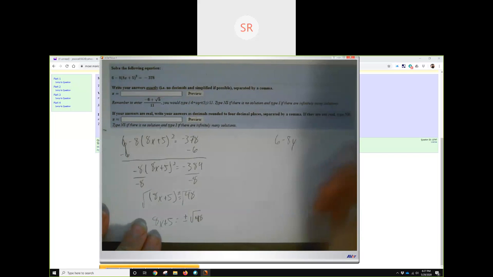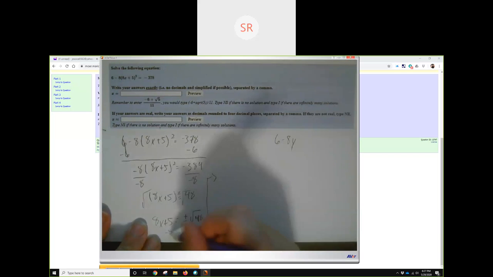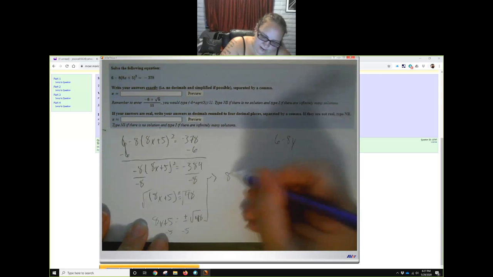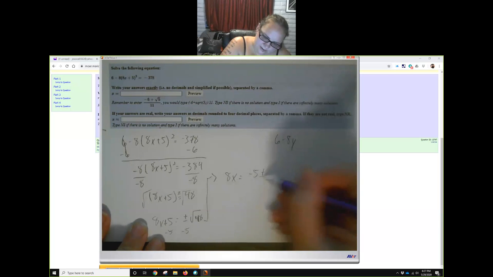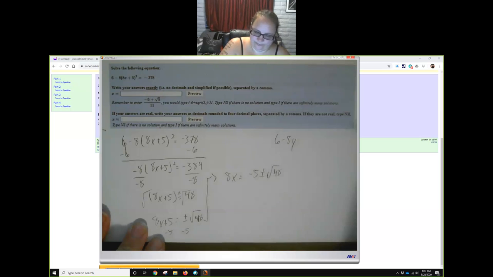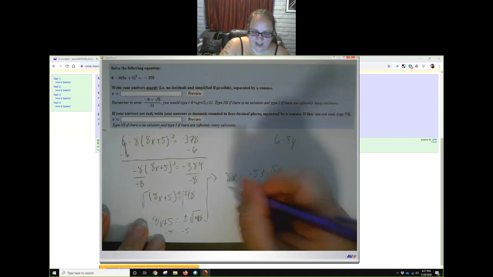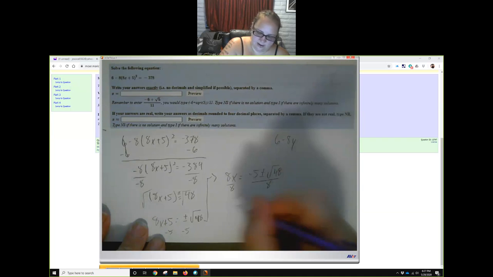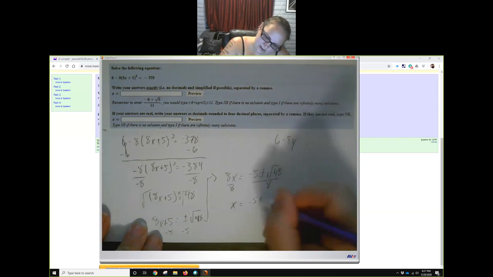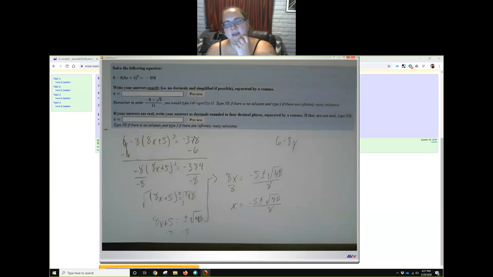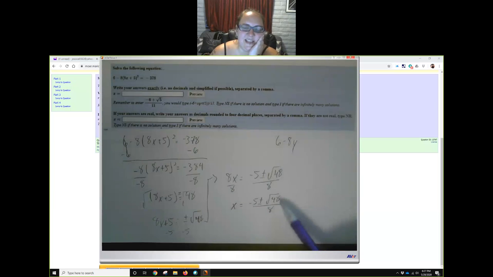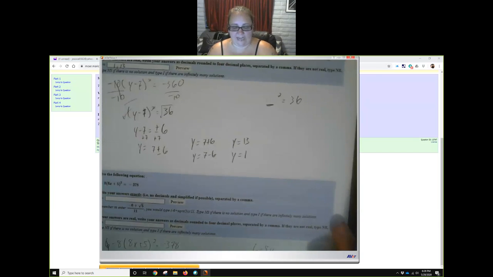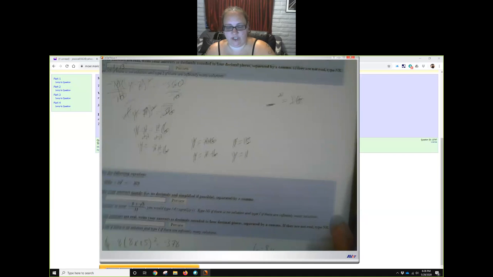Now, I'm going to subtract the 5. Then I'm going to divide both sides by the 8. And then once I have an answer like this, the last thing that I have to do is a very similar step to what I did up here, where I have to see if I can reduce this at all.